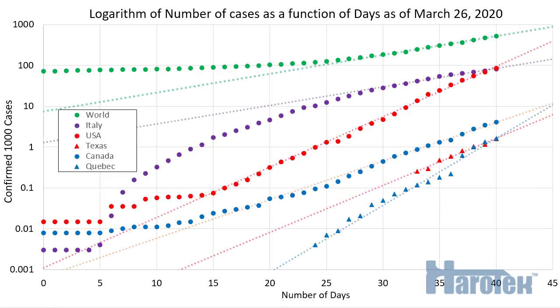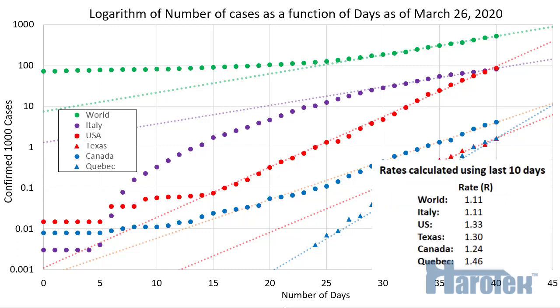Using the LOGEST function within Excel, I use the last 10 points of each curve to estimate the rate of increase of each of those curves. Those rates are indicated here. We can see that as of March 26th, the rate of increase varies between 1.11 and 1.46. That means that, for example, for the US, with a rate of 1.33, the number of cases increases by 33% every day, whereas for Italy, it increases only by 11%.